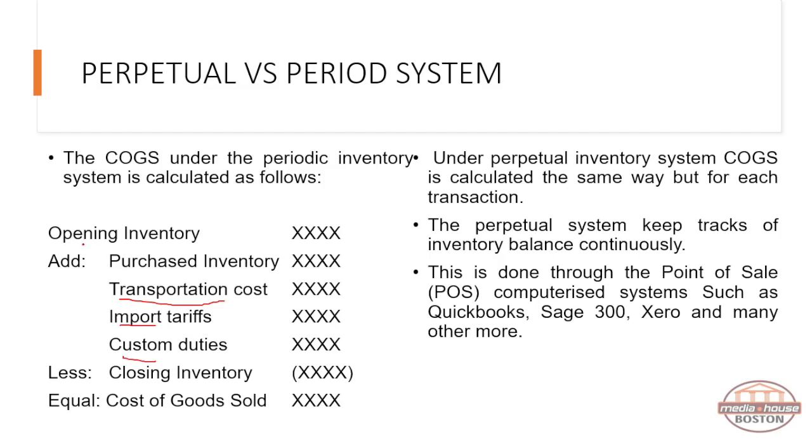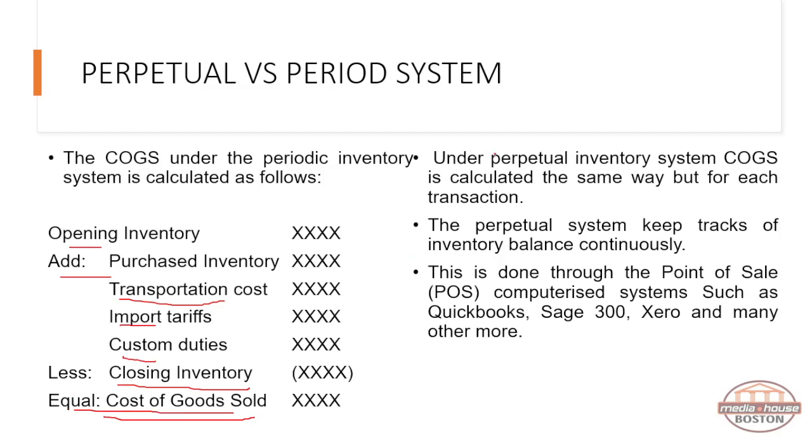Therefore, we're going to have your opening plus your purchases and all the other costs, then less the closing. This means that the difference between the opening plus the purchases and the closing will give you what we call the cost of goods sold. Then if you want to calculate the closing inventory, you're going to have your opening plus your purchased inventory minus the goods sold. This will give you the closing inventory.